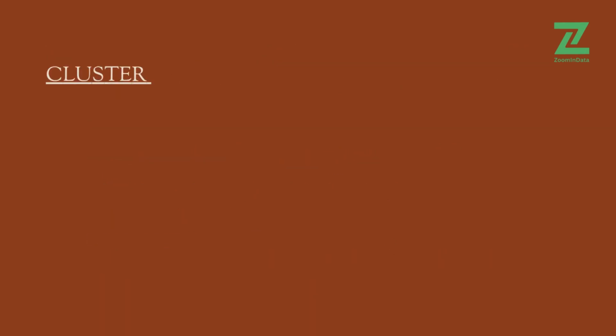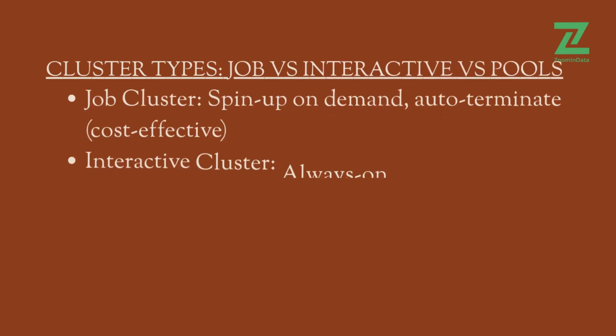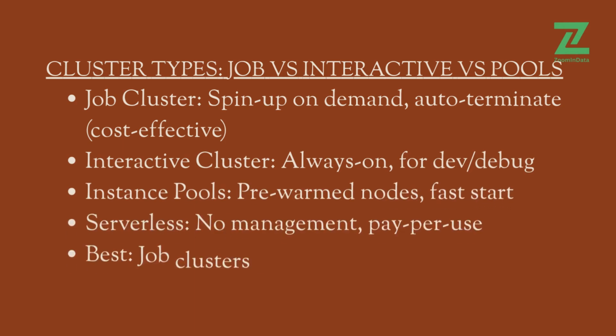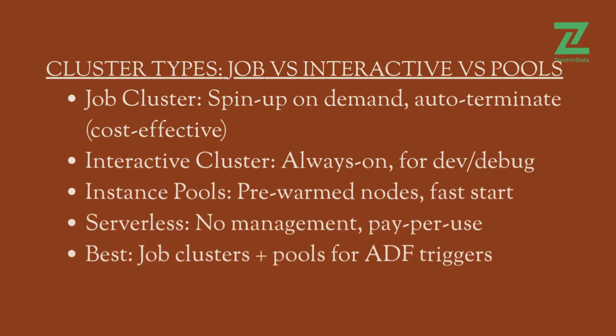Cluster choice impacts cost and performance. Job clusters spin up on demand for each run and auto-terminate, making them highly cost-effective for ADF-triggered workloads. Interactive clusters stay running for development and debugging but cost more. Instance pools pre-warm nodes to reduce startup latency while keeping job cluster benefits. Serverless options eliminate management entirely with pay-per-use pricing. The best practice for ADF is job clusters combined with pools for fast, economical executions.